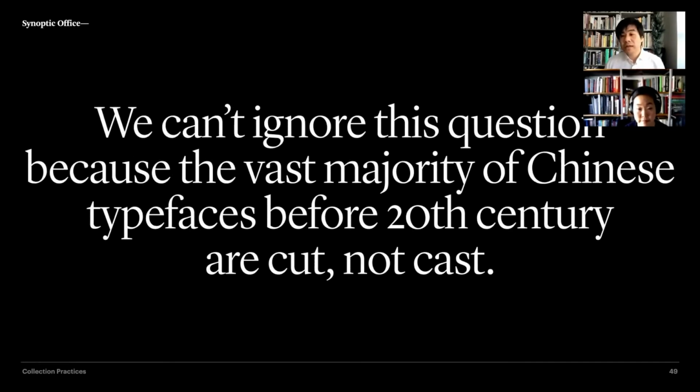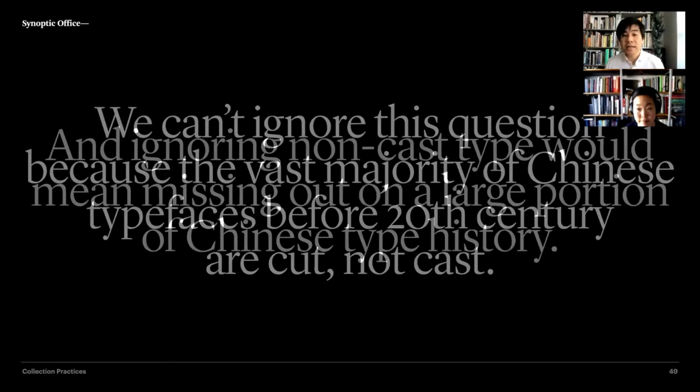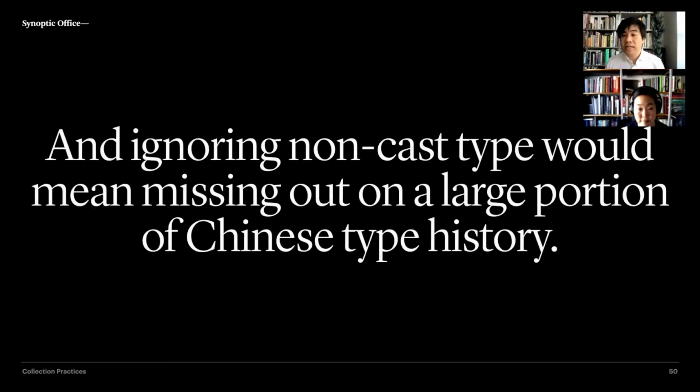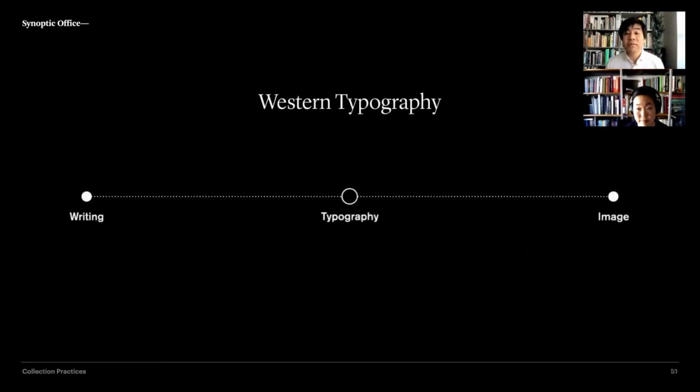And the reason why we think a lot about this question is that we can't ignore this, because the vast majority of Chinese typefaces before the 20th century are cut; they're not cast. And ignoring this would mean missing out on a large portion of type history.